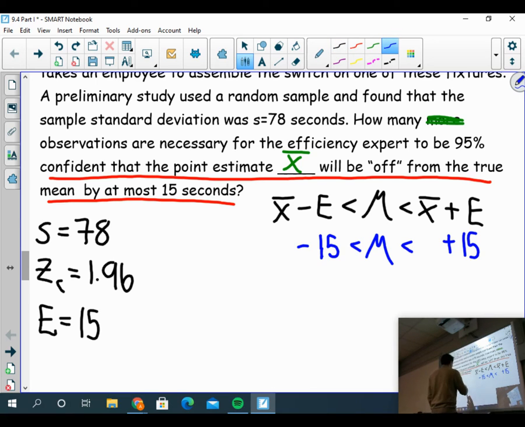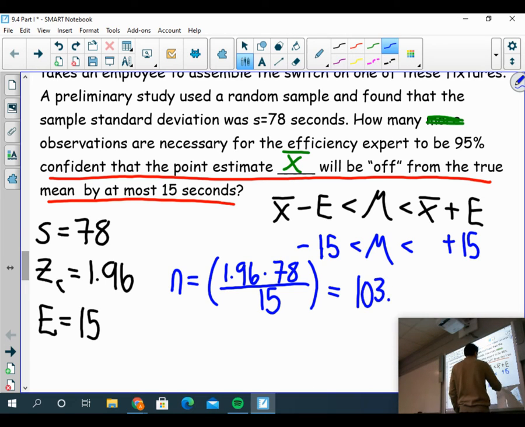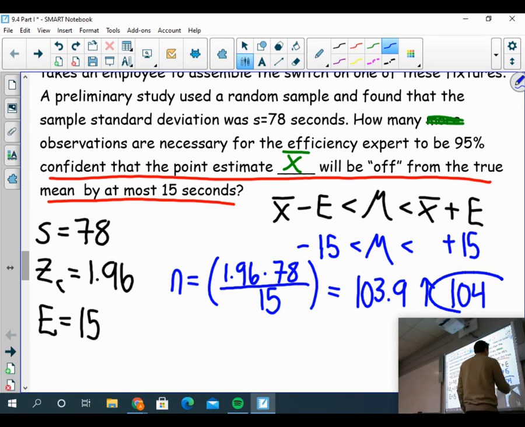According to the formula we learned, we want to find that minimum sample size. What we do is we take our critical value times our population standard deviation, which we don't know, but as long as our sample size is bigger than 30, we can use the sample standard deviation, divided by our level of error. When we do that, we get 103.9, which of course we have to round up. We have to increase that sample size to make sure we fit within that margin of error, and we get 104.